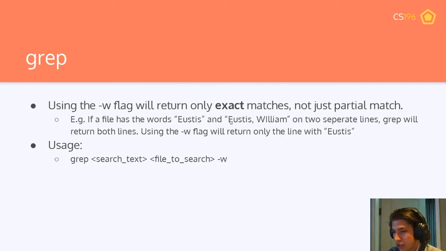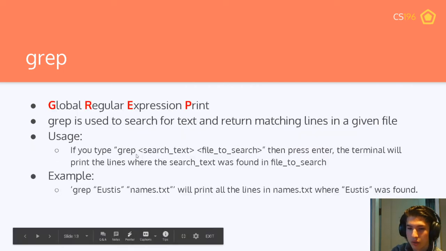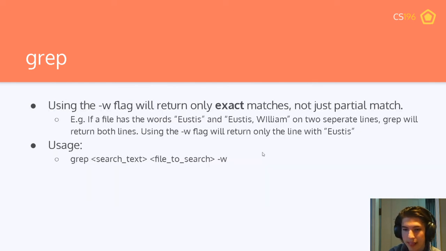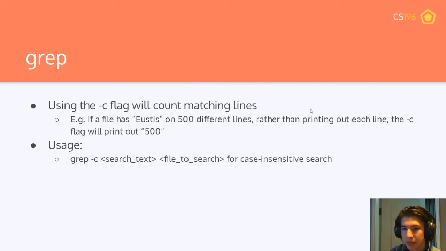Does it return matches across the entire system or just in whatever directory? Let's remember that you give grep a file. So you give it a file, not an entire directory. Good question. Great. So if you want to grep, you do grep, search text, file to search. And then if you want only exact matches, you use the -w flag.